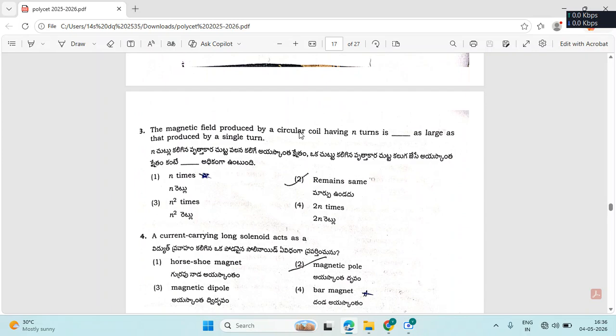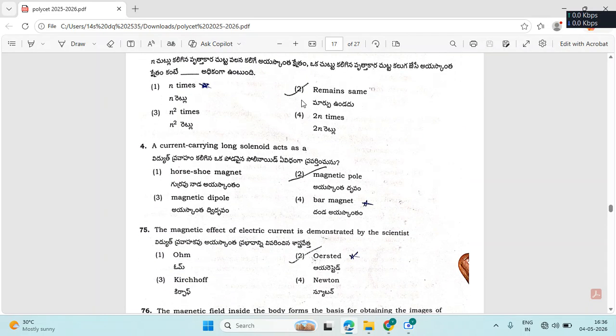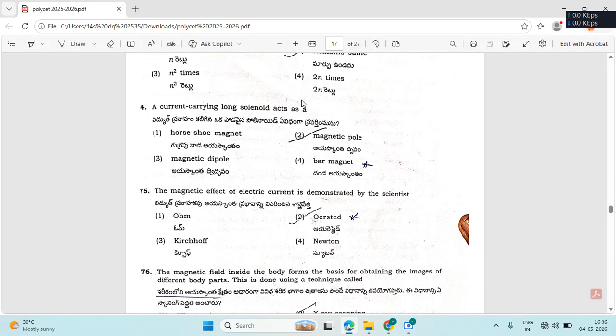The magnetic field produced by a circular coil having n turns is dash as large as that produced by a single turn: n times, remains same, n square times, 2n times. The correct option is 1, and the answer is n times. A current carrying long solenoid acts as a horseshoe magnet, magnetic pole, magnetic dipole, bar magnet. The correct option is 4, and the answer is bar magnet.